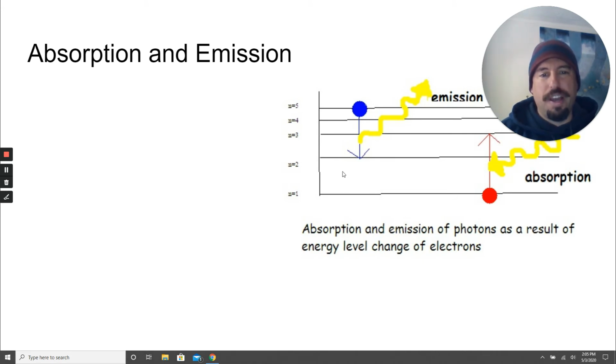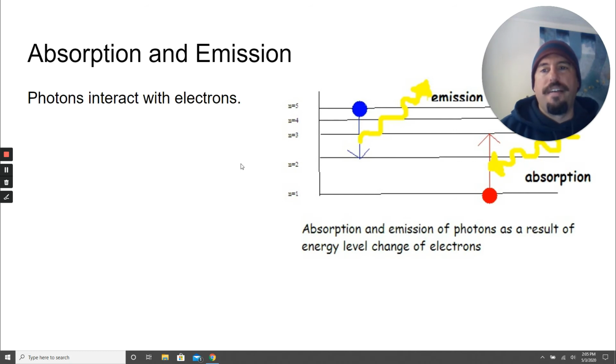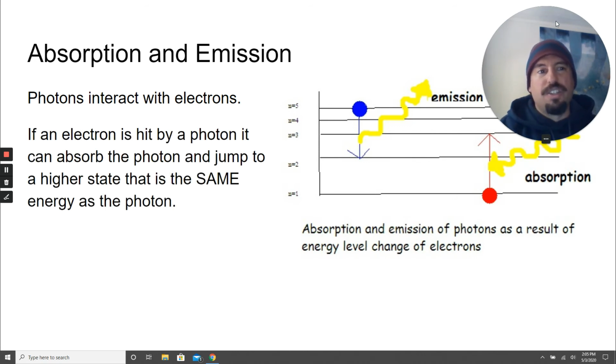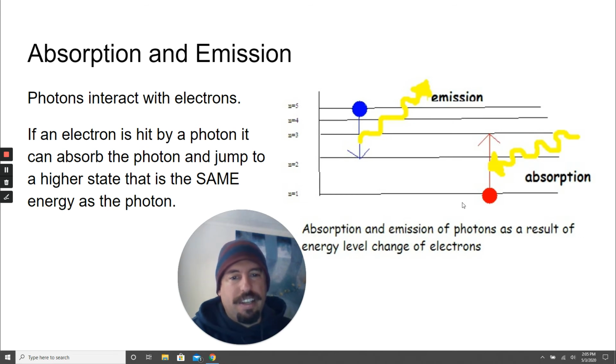Absorption and emission. So here we have our energy levels. Photons are energy, and photons can interact with electrons. So if we have an electron, this red electron, that's down here at n equals 1, which is our ground state, and that electron gets hit by a photon, it can excite that electron, and it can jump up to a higher energy level if that higher energy level matches the energy that that photon had.